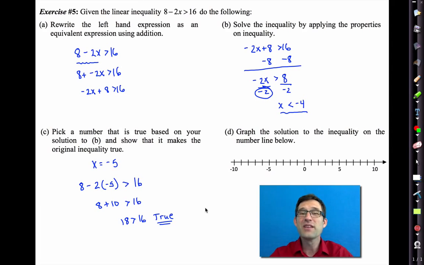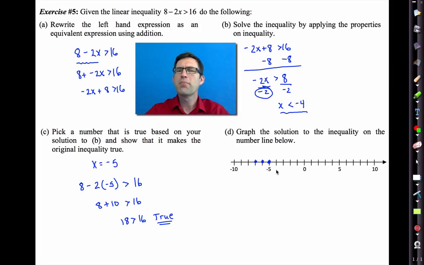All right, letter D says graph the solution to the inequality on the number line below. Now this is a little bit tricky. Clearly, negative 5 is part of the solution. So are things like negative 6, negative 7, etc. But is negative 4 part of the solution? Should I color that in? And the answer is no. I need all numbers that are less than negative 4.